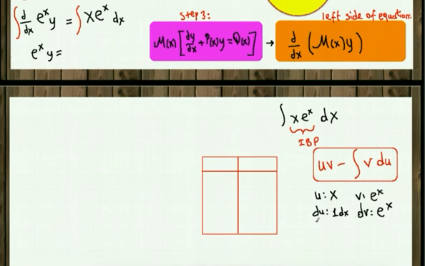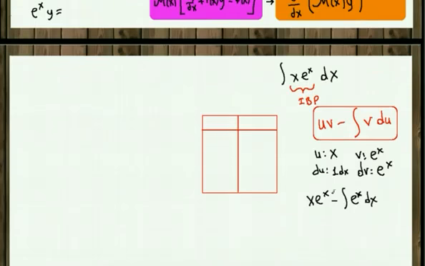Now let's plug in. u is x, v is e to the x, minus integral of v is e to the x, du is 1 dx, 1 times e to the x is e to the x dx. Integral of e to the x is e to the x plus c. So this is the integral after integration by parts. Let's go to the tabular method.